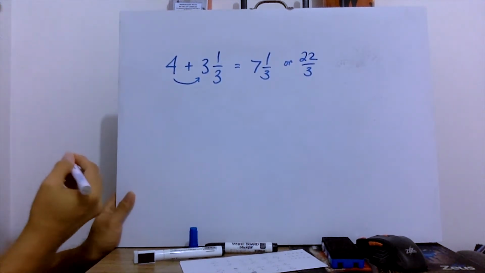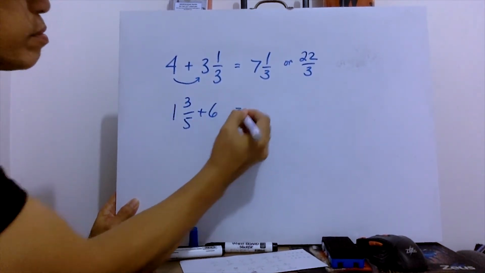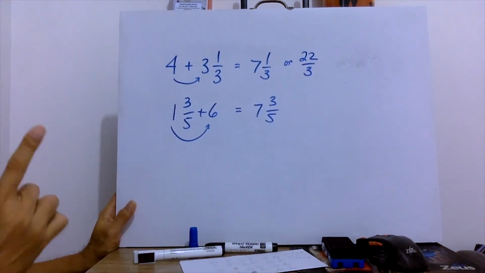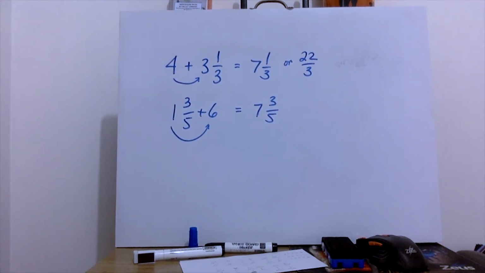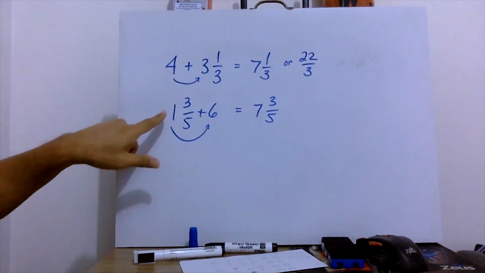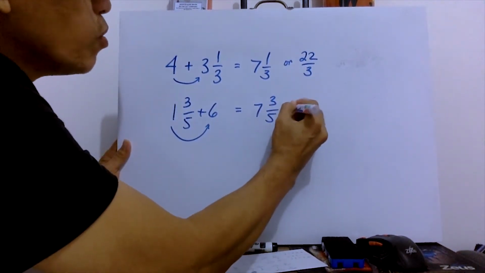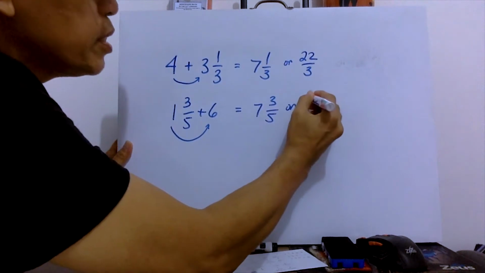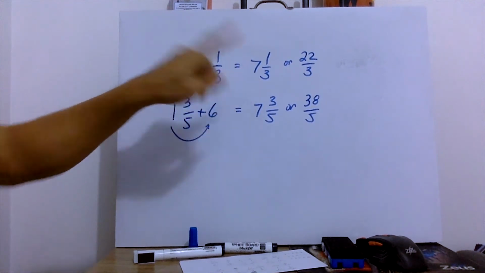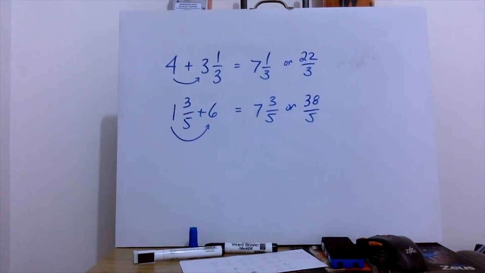Now, what if it's the other way around? 1 and 3/5 plus 6. Add the two whole numbers, you'll get 7 and 3/5. Very quick. You don't need to convert that to an improper fraction. Just add the two whole numbers, 1 plus 6, 7. Then copy the fraction. Very easy. Or, that's 35 plus 3. That's 38 over 5. Let's double check. 21, 22, that's 35, 38. There you go.